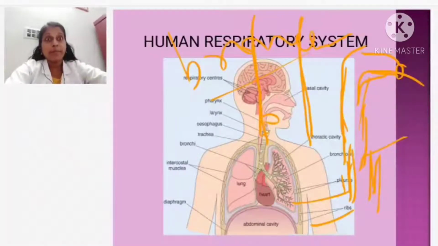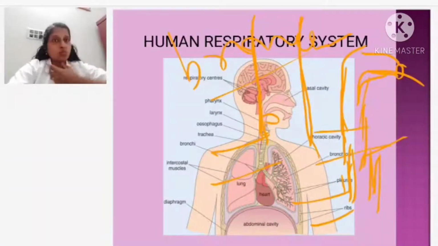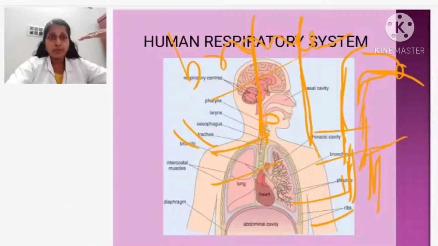We call it the primary bronchi. This primary bronchi divides into secondary bronchi, one on this side and one on that side. So, the primary bronchi is divided into secondary bronchi, which move into the lungs, and thereafter you can find they are dividing into many branches.